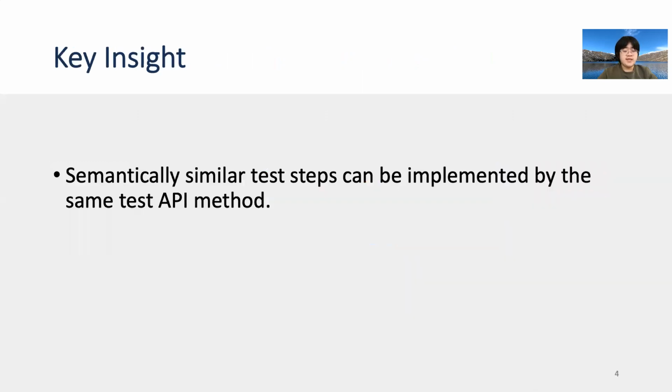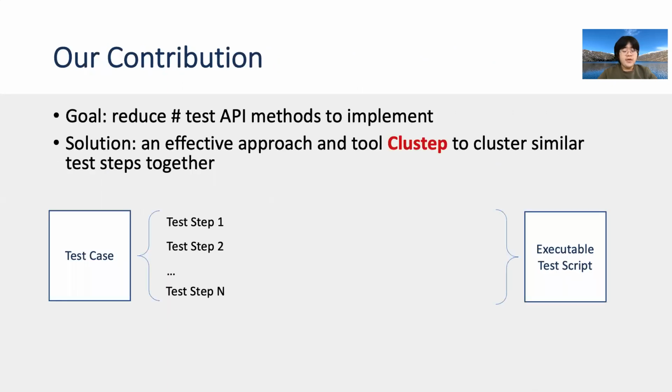To mitigate this, from the manual investigation of the test cases, the key insight we have is that semantically similar test steps across different test cases can usually be implemented by the same test API method. To significantly reduce the number of test API methods to implement, we thus propose an effective approach and a tool, ClusStep, to cluster similar test steps together.